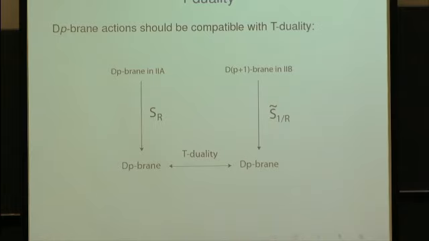Imagine we take a D-brane in type 2A, and we compactify on a circle which is transverse to the brane. The D-brane stays a D-brane. And then we do another exercise. We take a Dp+1 brane, and we do a double dimensional reduction on the dual circle. So the Dp+1 brane becomes a Dp brane, while T-duality tells us this should be the same.